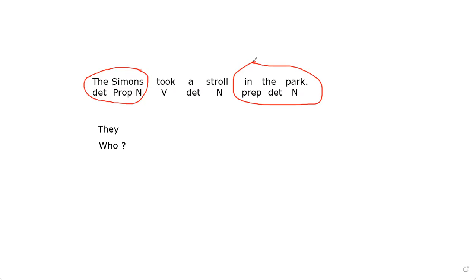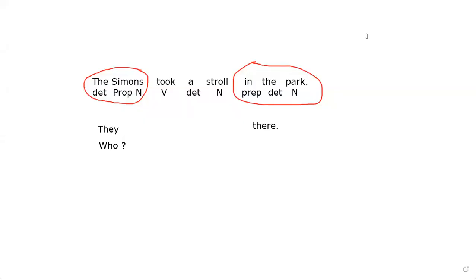And I can test that, right? If that's really one chunk, then I should be able to replace it with a proform. In the park is telling me a location. I can replace that with a locative. There. The Simons took a stroll there. Okay? Or here. The Simons took a stroll here. And if it's a question word, where did the Simons take a stroll? Where? In the park. So in the park can be replaced by a locative. In the park can be an answer to a question. Where did they take a stroll?